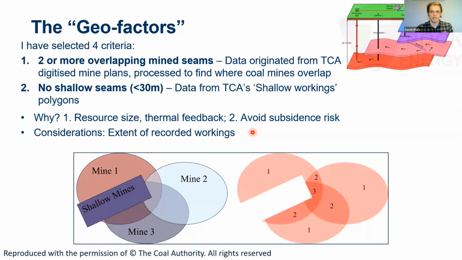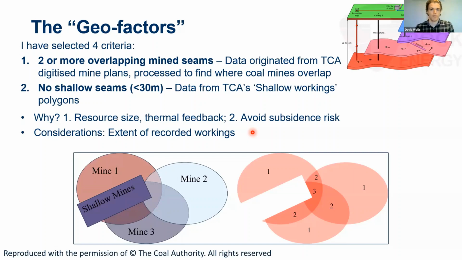So why are these 2 things what we're looking for? First of all, number 1 there gives us a rough proxy for resource size, but also where you can sort of prove that you can drill into one coal seam for an abstraction well and re-inject into a different coal seam, and that minimizes your risk of thermal feedback. And number 2, no shallow seams avoids the subsidence risk, and they've got a blanket value of 30 meters from surface level anywhere that's a shallow seam.